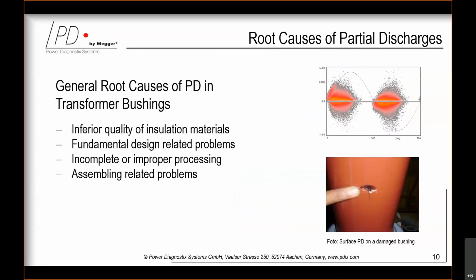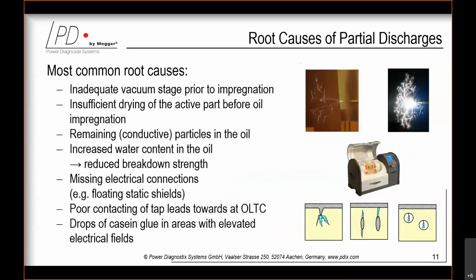So generally here also this picture here shows a surface PD on a damaged bushing, which could be detected very easily. So other root causes are inadequate vacuum stage prior to the impregnation of the oil of the paper. We may have insufficient drying of the active part before oil impregnation, which leads to water in the insulation. Sometimes we still have remaining conductive particles in the oil or increased water content.